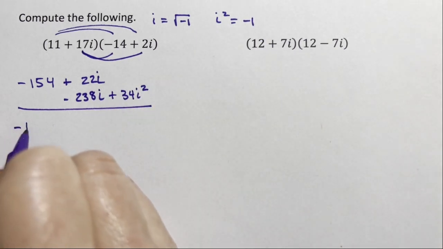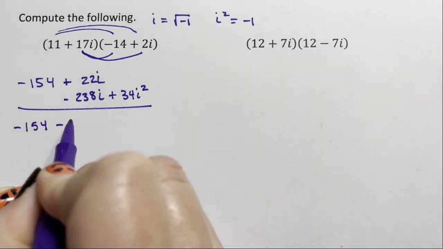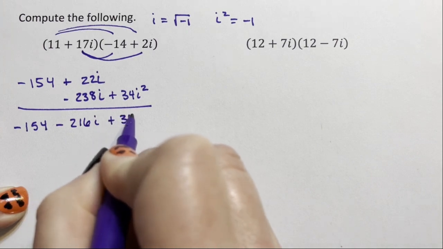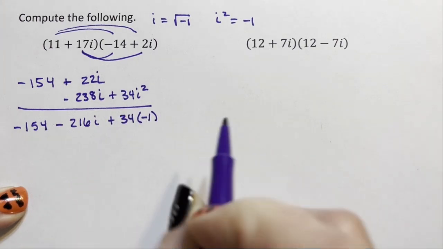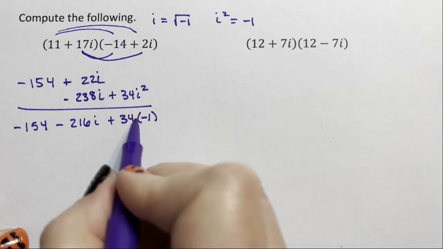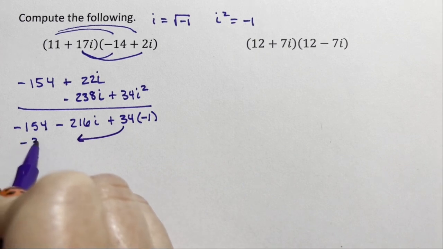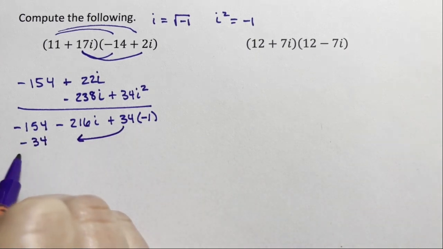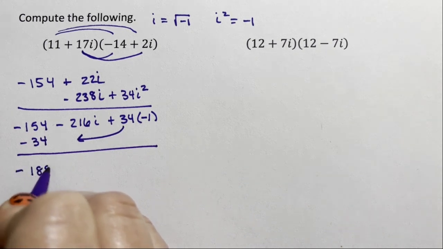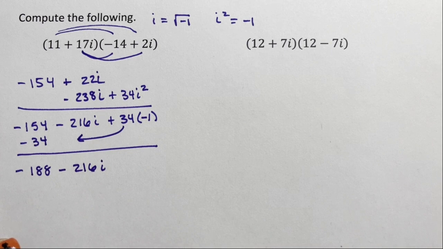Now, when I bring this below the line, I'm going to do this conversion. So I'm going to say -154. There are more negatives, so minus 216i. Plus 34 times -1, because I know i squared is -1. So I'm just going to bring this down over here as a minus 34, because that's what this is. And I'm going to get -188 minus 216i. And I have my answer.